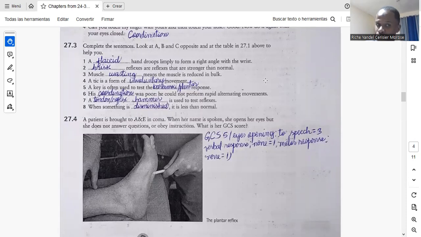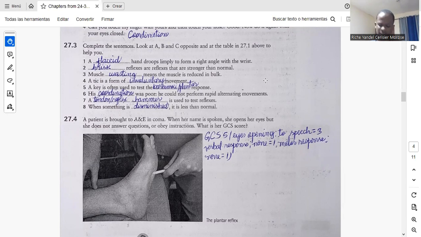Next, 27.3. Complete the sentence. A flaccid hand droops limply to form a right angle with the wrist. Brisk reflexes are reflexes that are stronger than normal. Muscle wasting means the muscle is reduced in bulk. A tic is a form of involuntary movement. A key is often used to test the plantar response. His coordination was poor. He couldn't perform rapid alternating movements. A tendon reflex hammer is used to test reflexes. When something is diminished, it is less than normal.